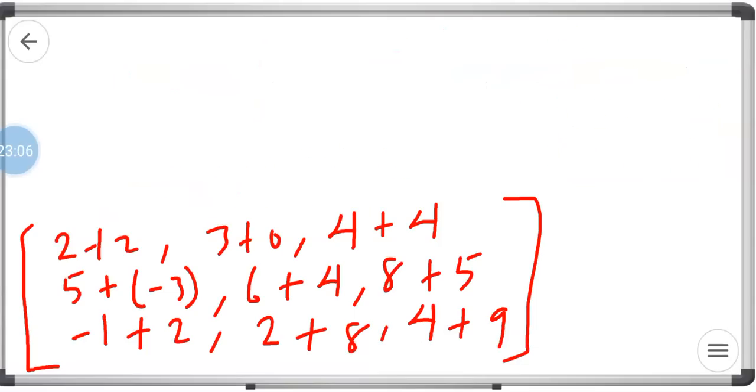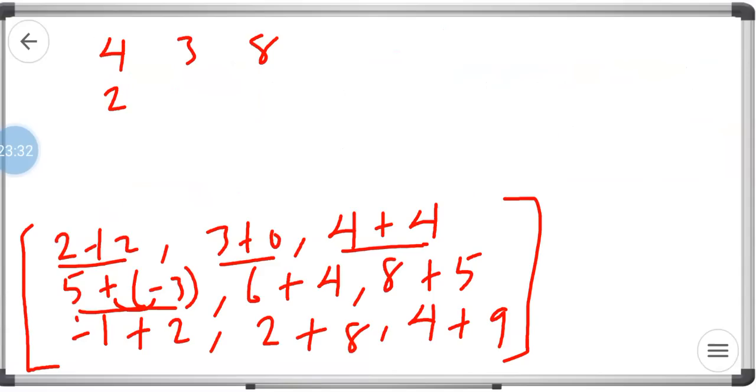In doing that now, we have 2 plus 2 here, that's 4. And here we have 3 plus 0, that will give us 3. Here as well, we have 4 plus 4, that will give us 8. And here we have plus multiplied by minus, that's minus. So 5 minus 3, that is 2. And here we have 6 plus 4, that's 10. And here we have 8 plus 5, that's 13. And here we have minus 1 plus 2.